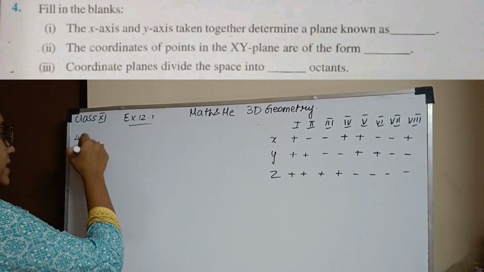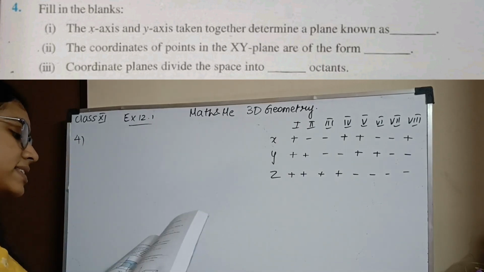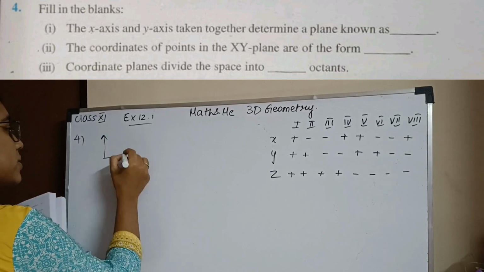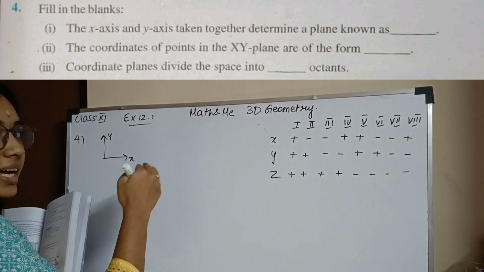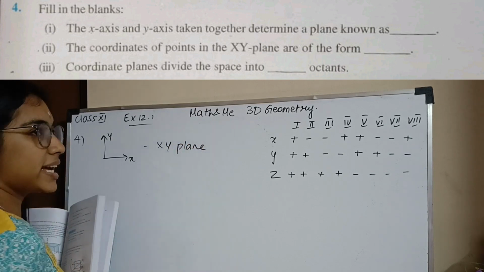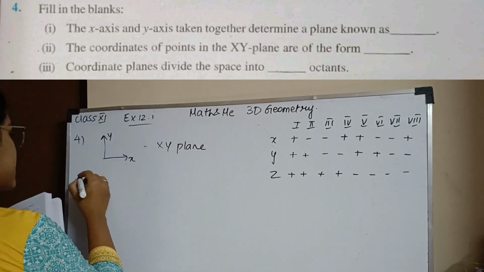Question number 4. These are some simple questions. The x-axis and the y-axis taken together determine the plane. If you take the x-axis and the y-axis, what plane does it determine? X and y, which means the xy plane. Okay. If you have taken xz, it will be the xz plane. Okay. It is very easy.